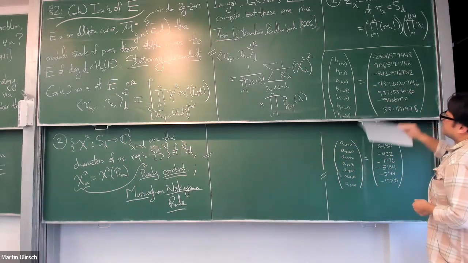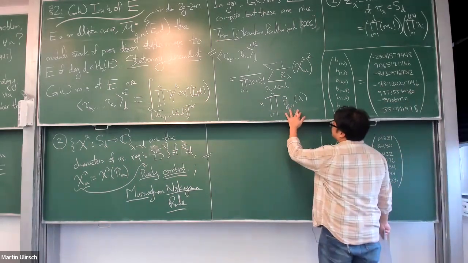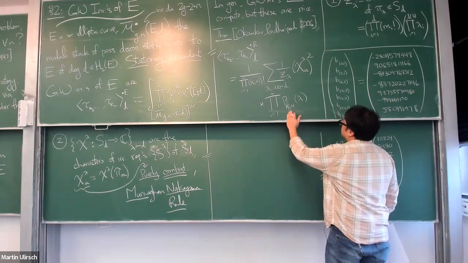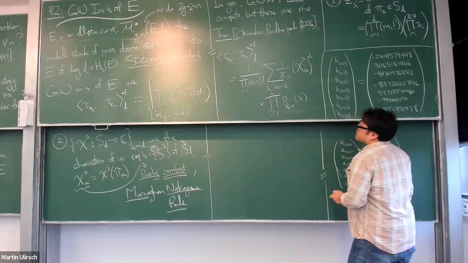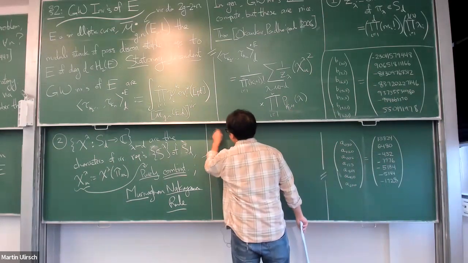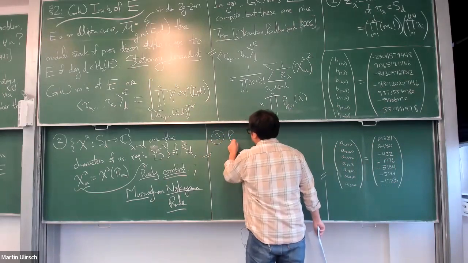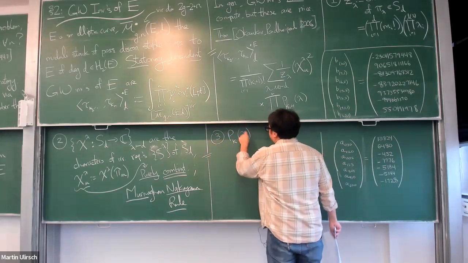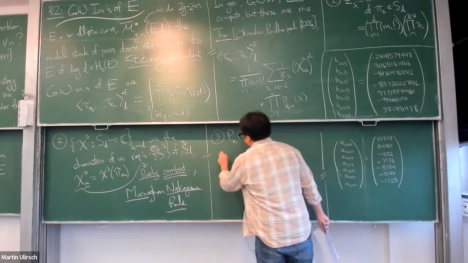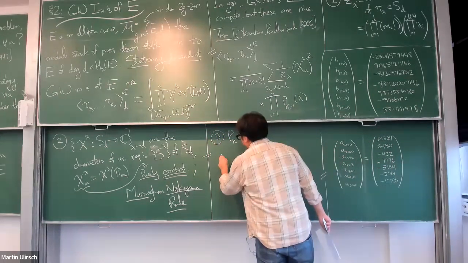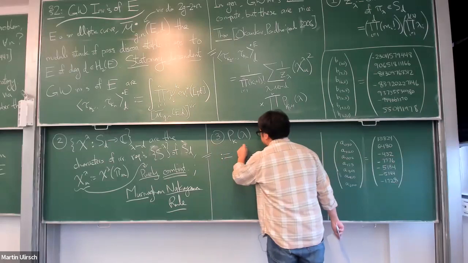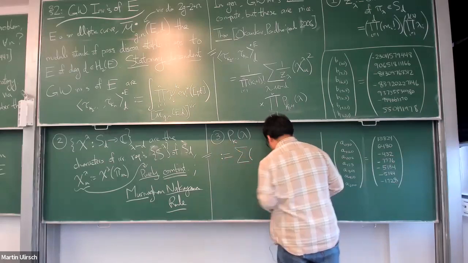But the piece that is maybe less classical and less familiar to people is this piece here. What is P_k? P_k of lambda, where lambda is a partition of d. I can just tell you what this is. It has a nice little closed-form expression. It goes like this.